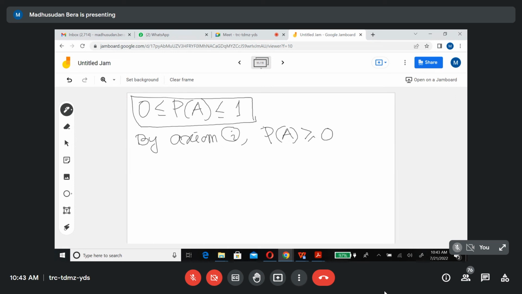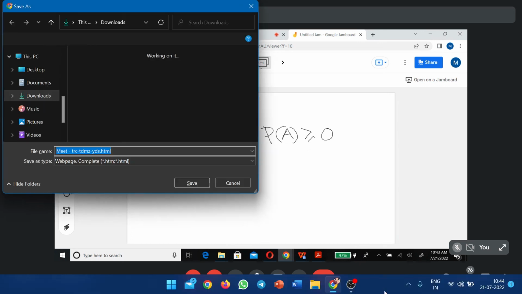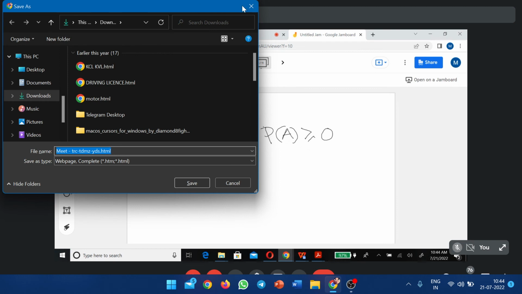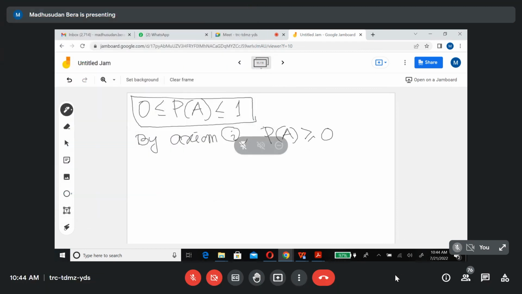Then we have to show P of A less than or equal to 1. How can you show that? The first part is okay: by axiom 1, P of A greater than or equal to 0. Is this part okay? Yes, sir. The remaining thing is to prove P of A less than or equal to 1. So how can you show it?